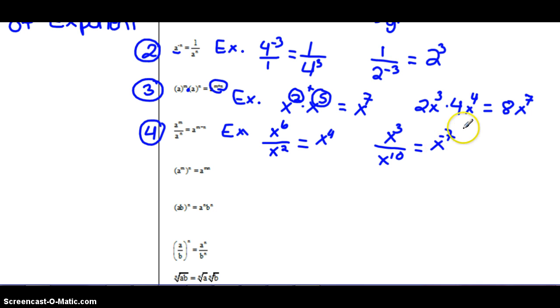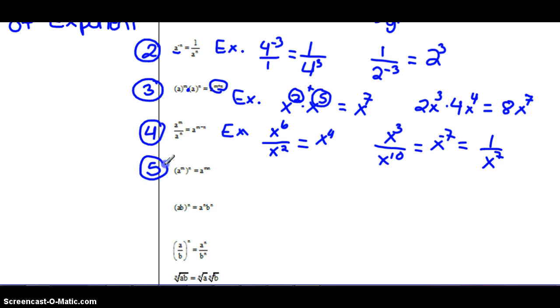Well, let's look back up to rule number 2. When I have a negative exponent, that means that it's the reciprocal. So that actually is my x belongs in the denominator. Once I move it, I can change my exponent to positive 7, okay? So remember, this is a combination here of a couple rules coming together.